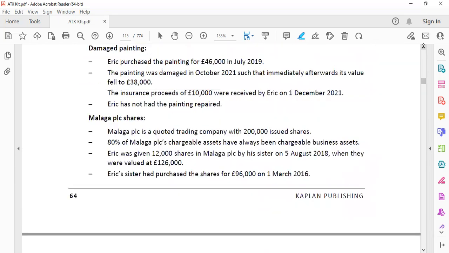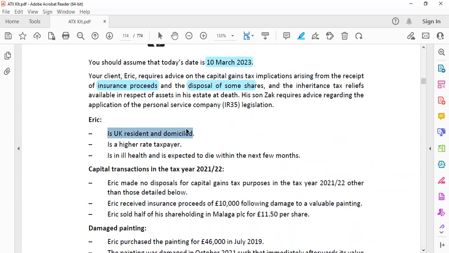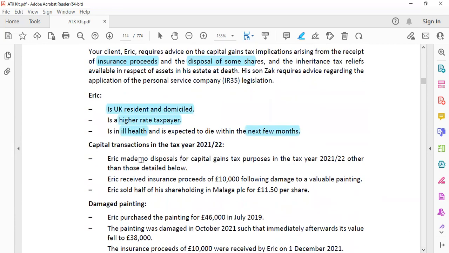So let's talk about disposal of two assets. You should assume that today's date is 10th March. Your client Eric required advice on the capital gain tax implication arising from the receipt of insurance proceed and the disposal of some shares and the IHT reliefs. Also, some personal service company rule, which we will discuss later on. Eric is resident and domicile, is a higher rate taxpayer, is in bad health, and expected to die within next few months. Capital transactions during tax year 21-22, no disposal for capital gain tax purpose in year 21-22 other than those detailed below.